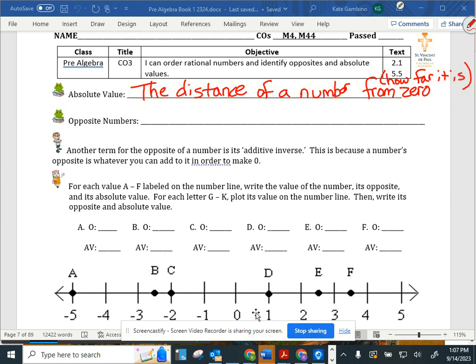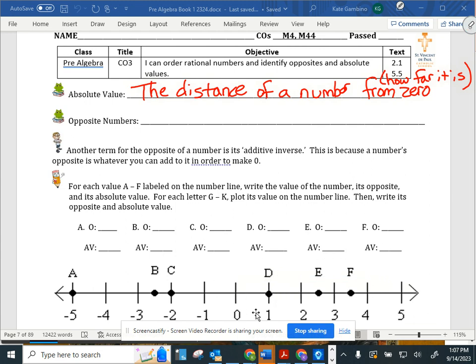So when we're looking at our number line, we're going to be jumping. How many jumps to get to zero? So if I was at 5, I would jump to 0. So that would be 1, 2, 3, 4, 5. So the absolute value of 5 is 5.